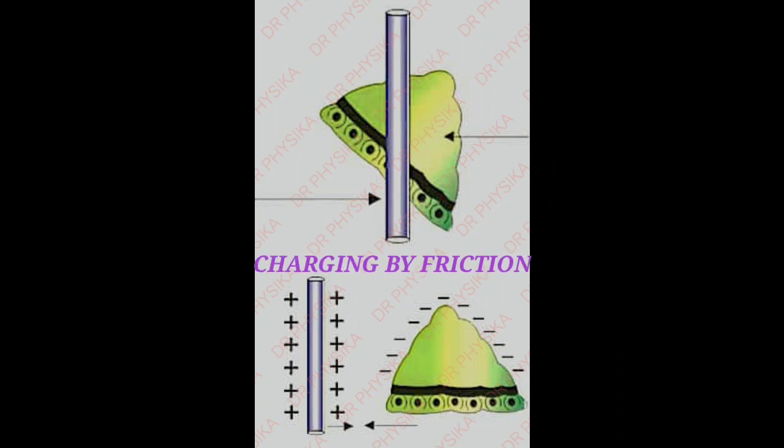First is charging by friction. When an object is rubbed with another object, the atoms in the objects get rubbed and a transfer of electrons takes place between the atoms of the two objects. One object loses electrons while the other gains electrons. Thus, the gain or loss of electrons makes both objects charged.